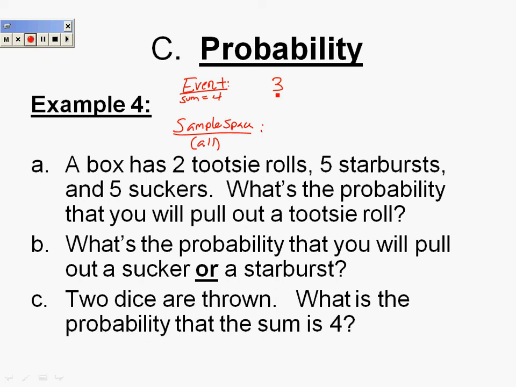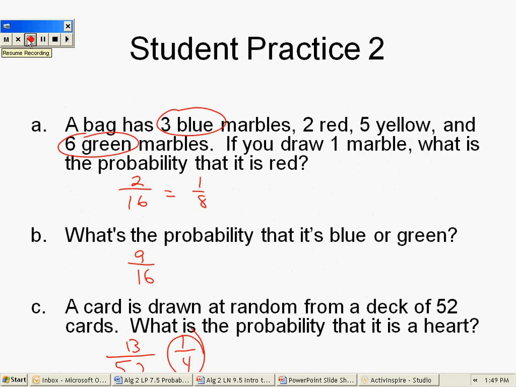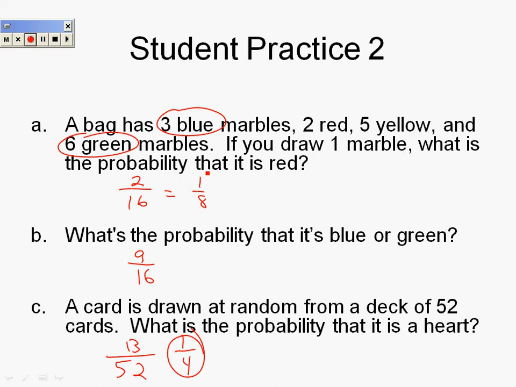Now let's take a look at the sample space. How many possible outcomes are there for when you roll 2 dice? There's 36. And how did she get that so quick? Well, she multiplied 6 times 6 and got 36. Okay? So to make a fraction out of this, what's the probability you're going to roll 4 is 3 out of 36, which is 1 out of 12. Okay, so here are 3 for you guys. So here are our answers.